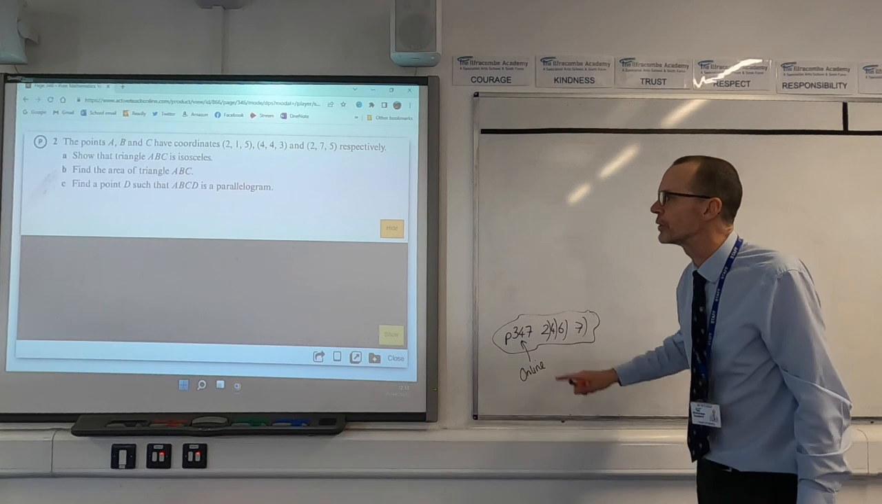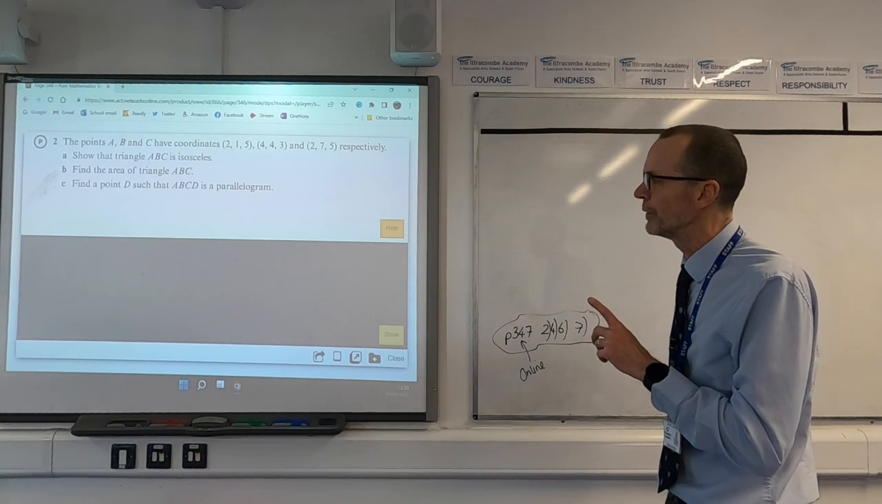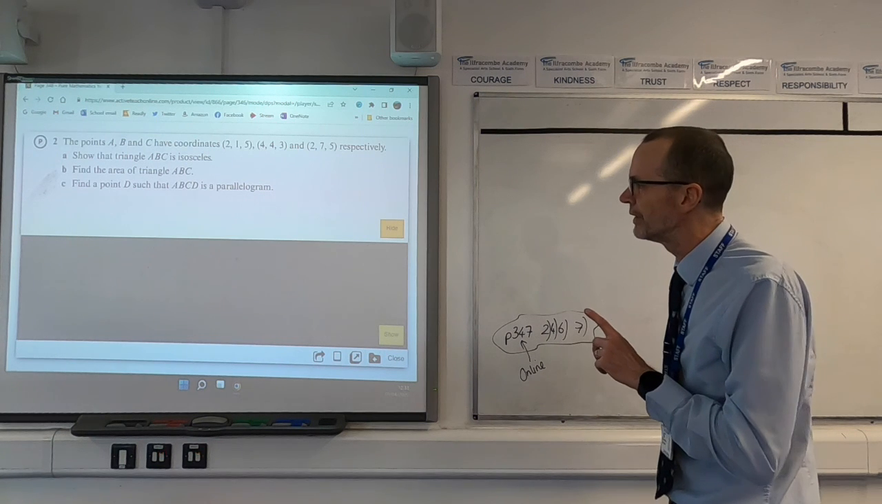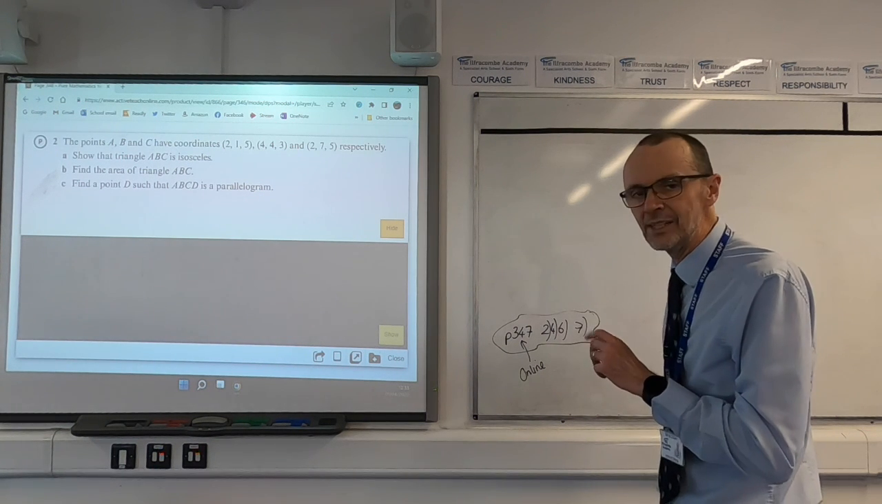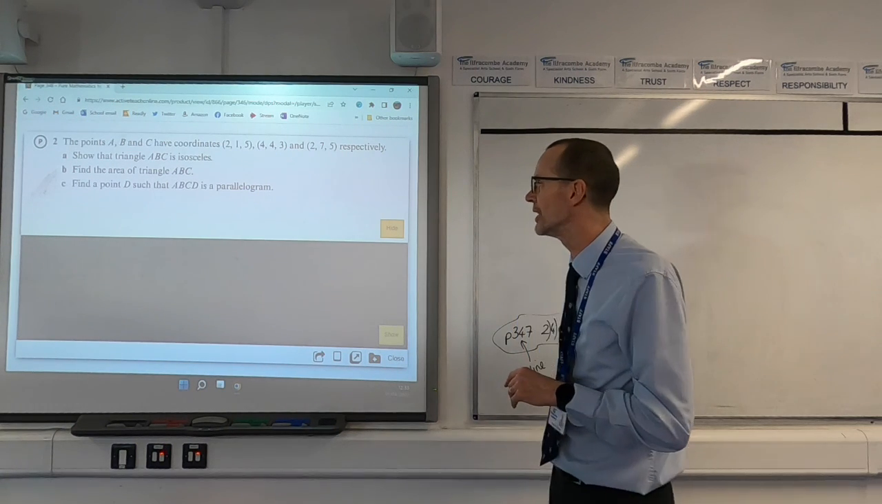In this question 2, it's an isosceles triangle. So when you come to find the area, you don't need to use sine rule and cosine rule. You can use a little bit of good old-fashioned GCSE stuff.